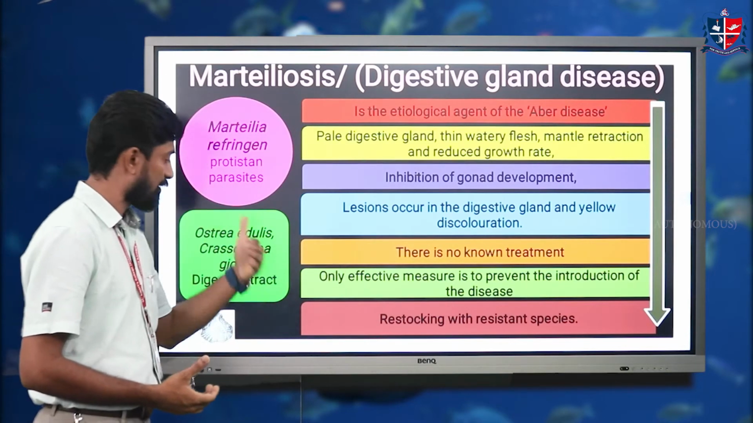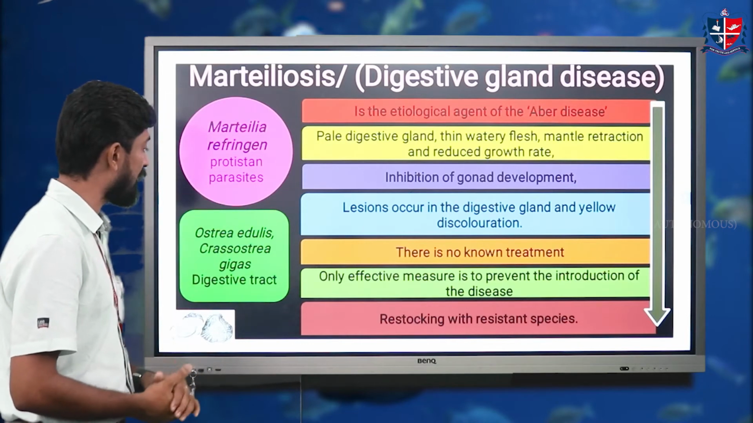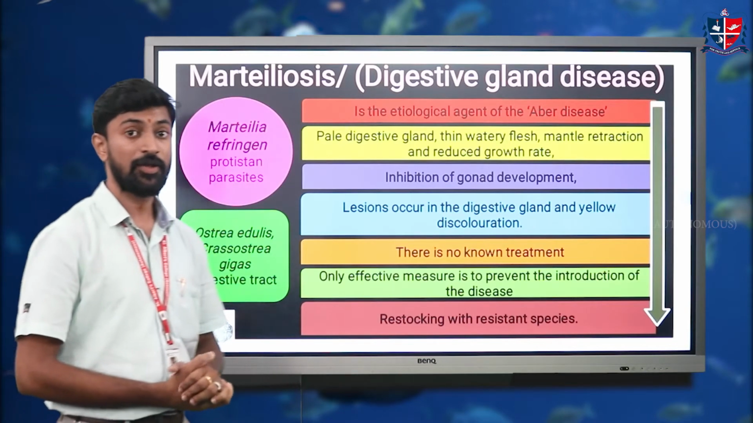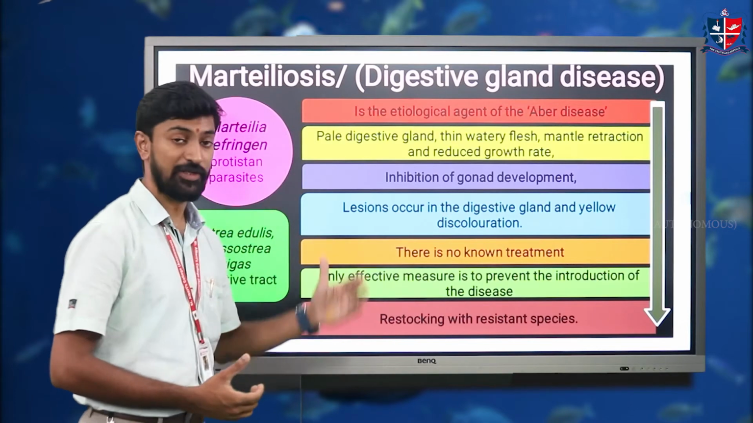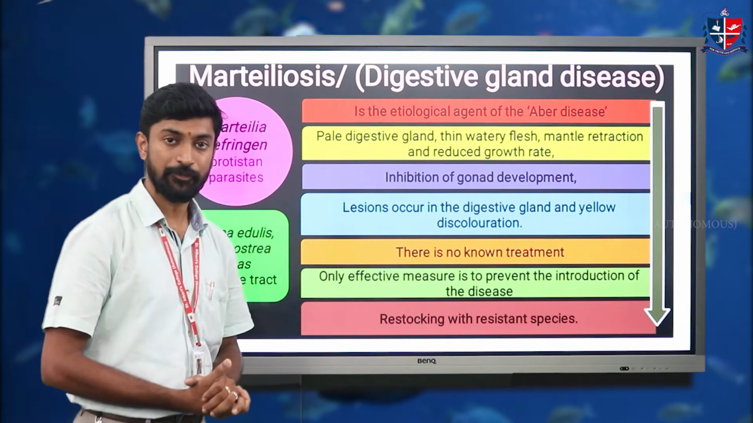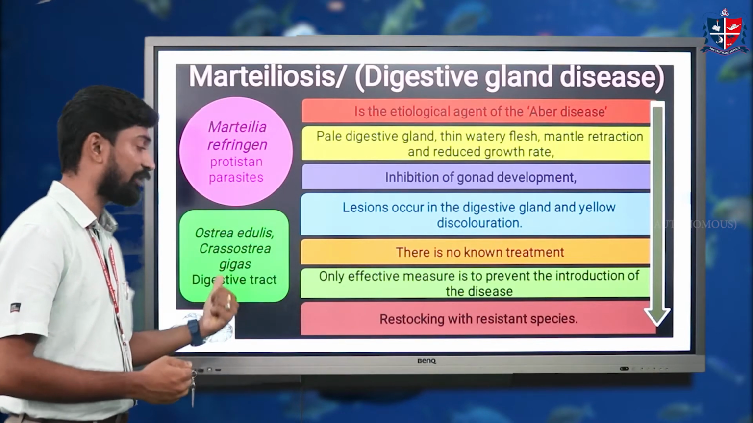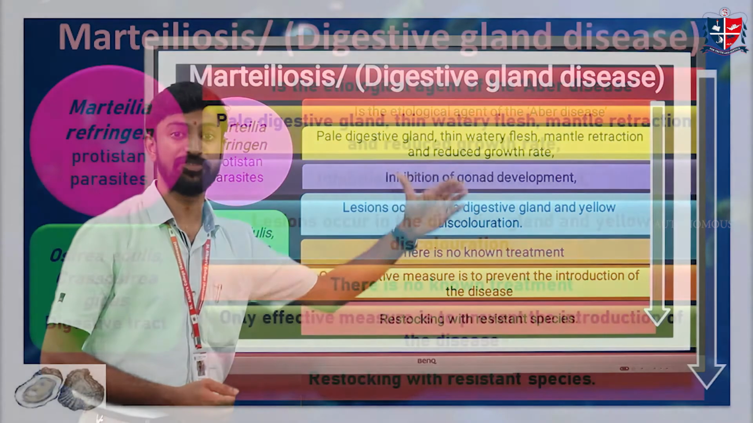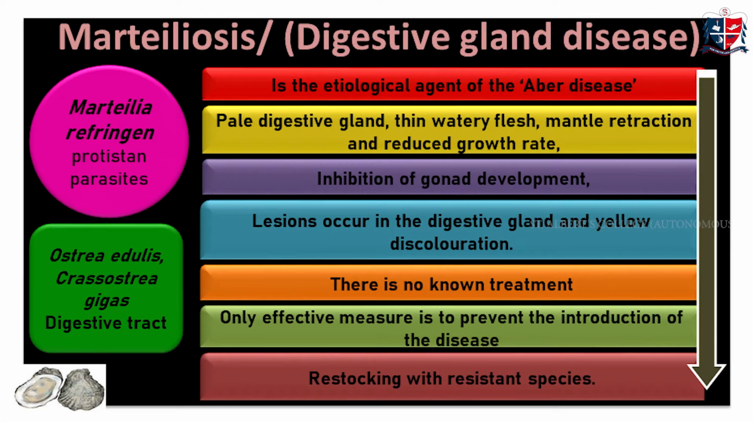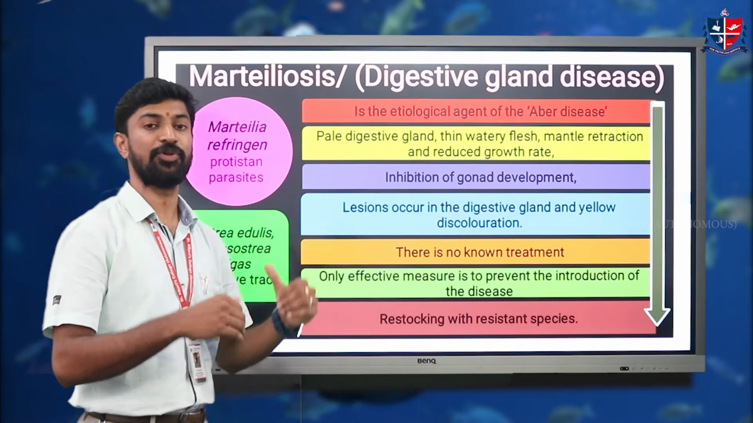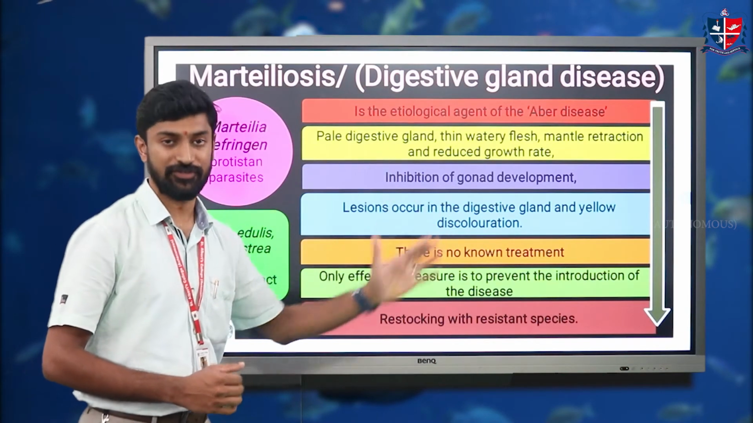The major oysters affected with Martilia are Ostrea edulis and Crassostrea gigas. Other oysters are also affected with the digestive gland disease. It mainly affects the areas of the digestive tract, so it is known as digestive gland disease and is the etiological agent of Aber disease. So martiliosis is also known as Aber disease and digestive gland disease.